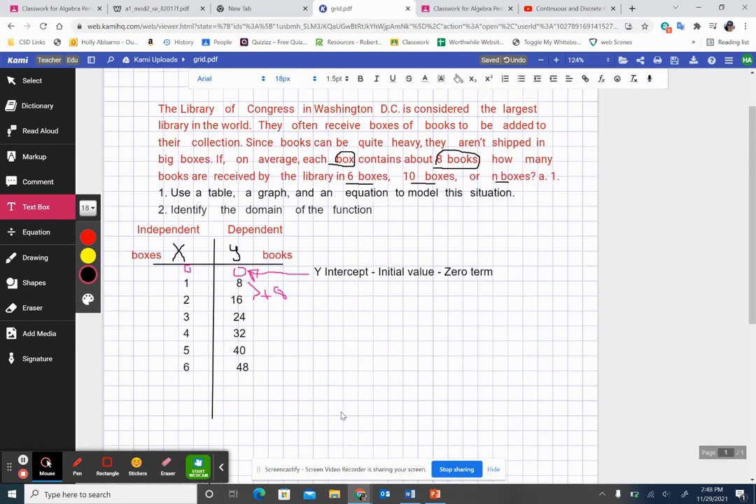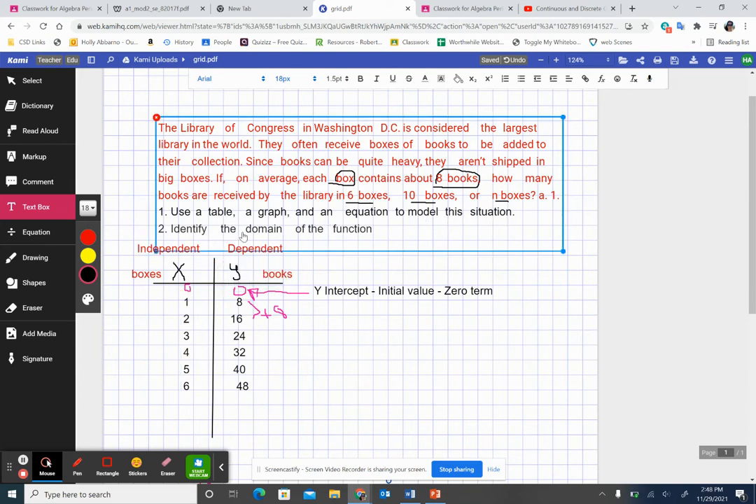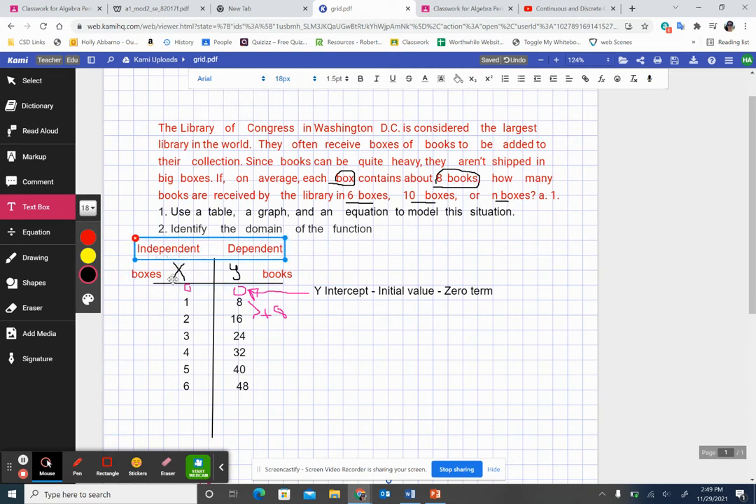Let's go back up and see if we answered this question. It says use a table, a graph, and an equation to model the situation. Identify the domain. The domain is the x values. So if you think about a whole other vocab word, we've called them independent and dependent. We've called them x's and y's. Now we're going to have the domain. The domain is the x values. And so the domain is going to be all whole numbers, right? Whole boxes.